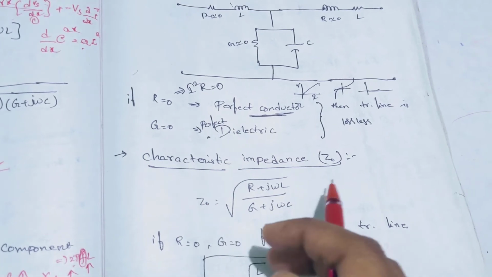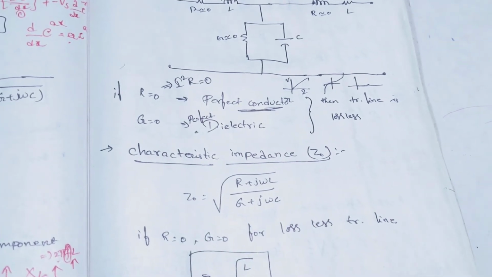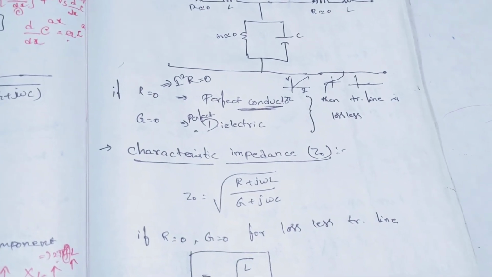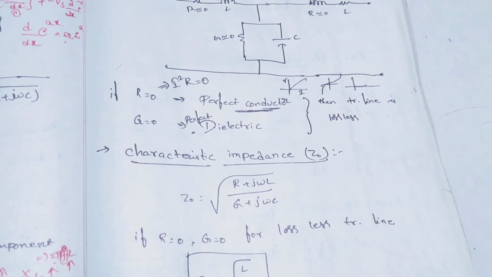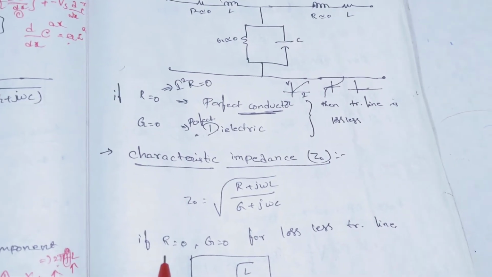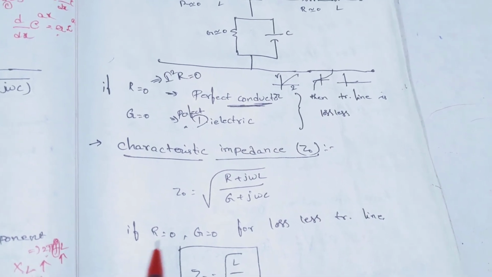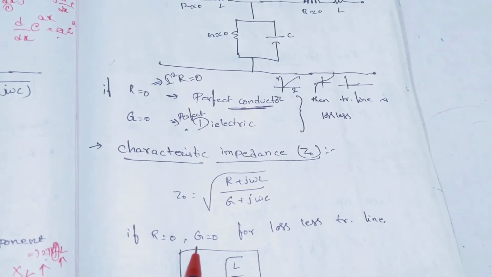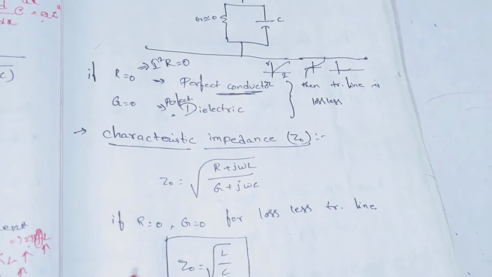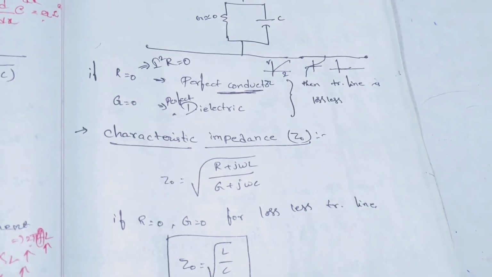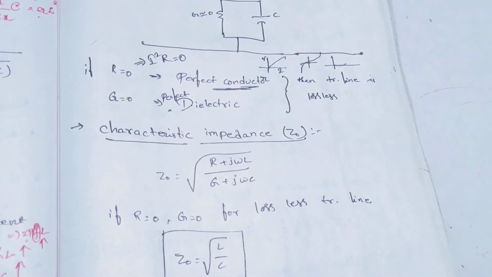As we know, the characteristic impedance Z0 equals the square root of (R plus j omega L) divided by (G plus j omega C). When I replace this condition, R equals 0 and G equals 0, the characteristic impedance becomes the square root of L by C.